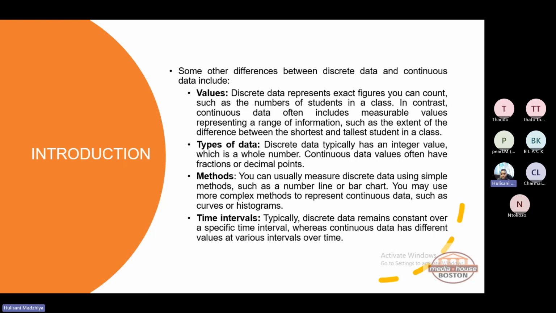When it comes to methods, you can usually measure discrete data using simple methods such as the number line or bar chart. Continuous data becomes more complex, meaning that you can only use things such as curves, histograms or bar graphs as well. And then time interval: typically discrete data remains constant over a specific time interval, whereas continuous data can be used for various intervals of time. So we can include a number of specified time intervals which can range from any point to any point, unlike discrete data.